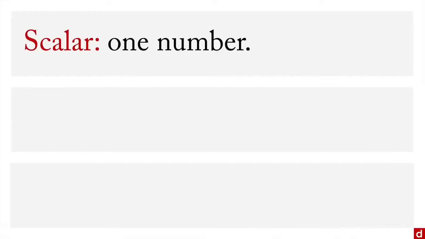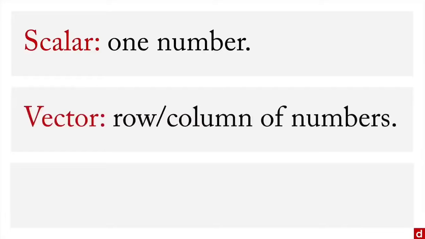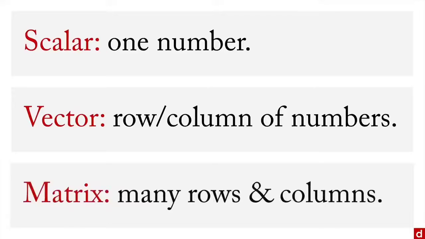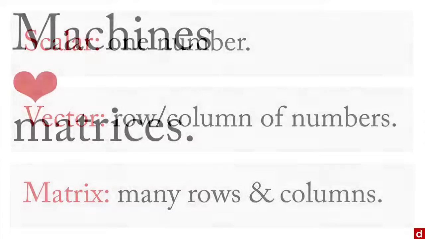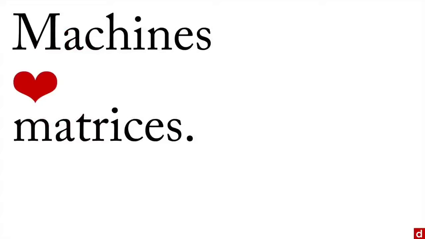The first is scalar, and this means a single number. And then a vector is a single row or a single column of numbers that can be treated as a collection. That usually means a variable. And then finally, a matrix consists of many rows and columns, sort of a big rectangle of numbers. The plural of that, by the way, is matrices. And the thing to remember is that machines love matrices.